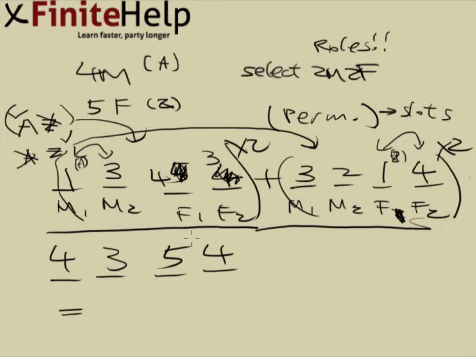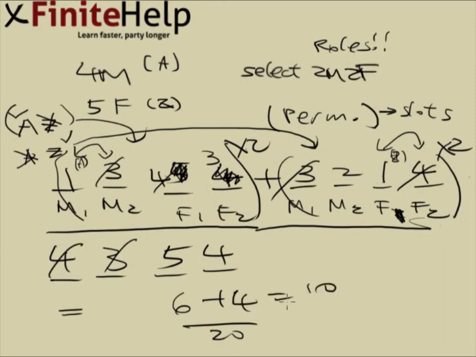All in all, 4 is in everything, so I can cancel all of them out. And 3 is also in everything, so I can cancel all of them out as well. So we have 20 in the bottom. Here, this is 1 times 3 times 2, that's 6, plus here's 2 times 1 times 2, so that's 4, and that's 10 over 20, and that's 1/2.